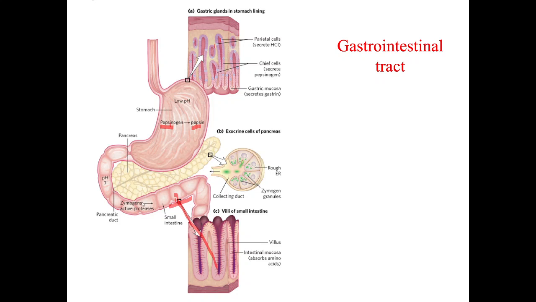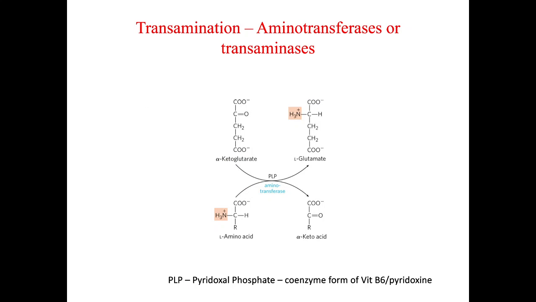And this is the structure of the pancreas. We have rough endoplasmic reticulum, zymogen granules, and collecting ducts, which we can see here. So this is how amino acids become available in our body. Protein gets degraded, and individual amino acids get absorbed in the intestine. So this is the gastrointestinal tract.